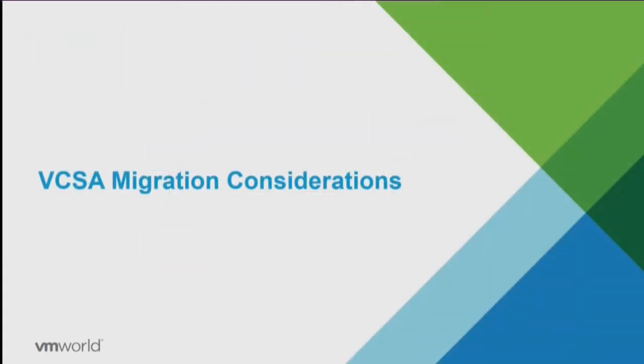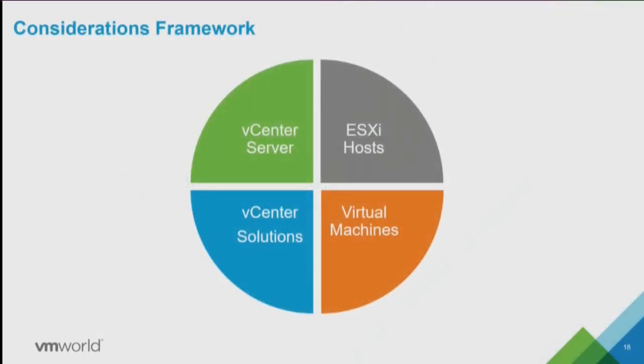Okay. Yep, I'll take the next one. All right, now that we've talked about these alternative types of migrations, let's talk about the considerations. As William and I were talking about this session, we wanted to make this easy for you guys. So what we came up with is this framework. Again, this is our framework of what we believe a migration should cover. We have vCenter Server as one component. We have ESXi hosts. We have vCenter solutions, anything basically talking to vCenter Server. And then we have the virtual machines. Kind of looks like Simon Says, doesn't it?